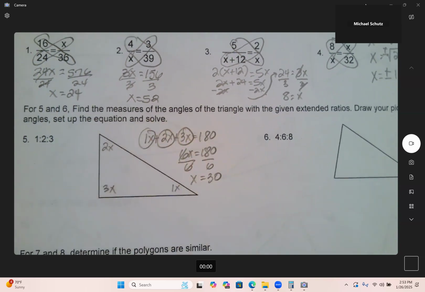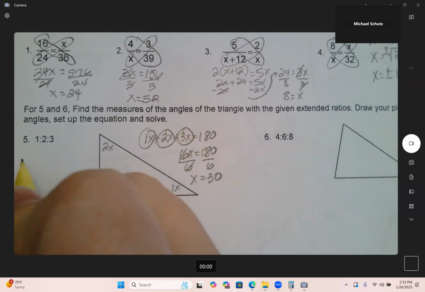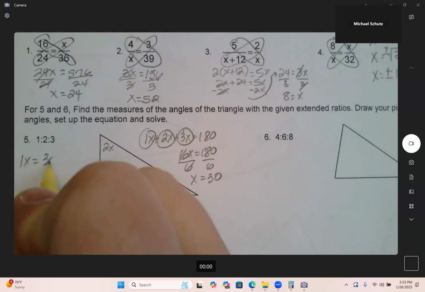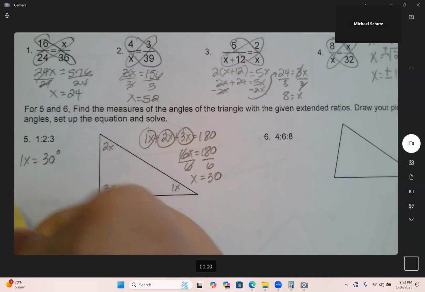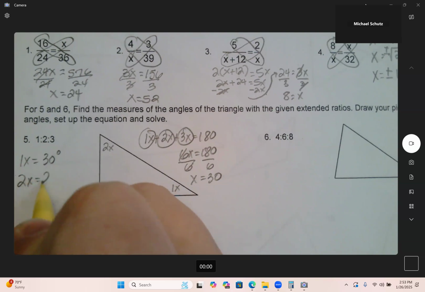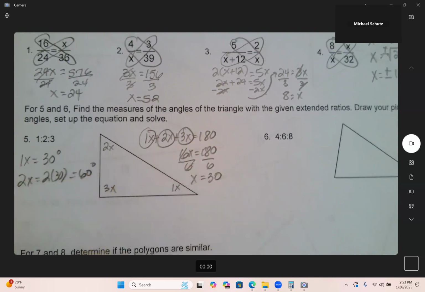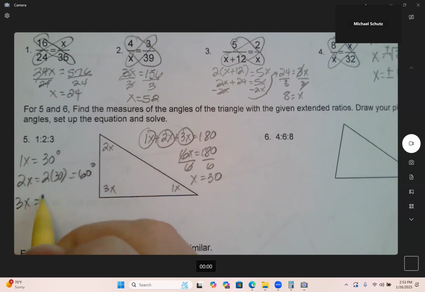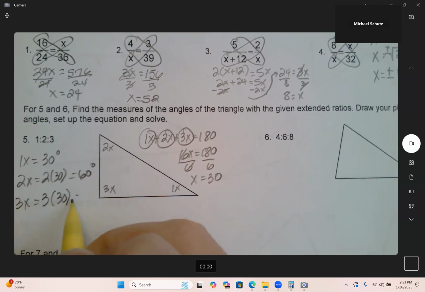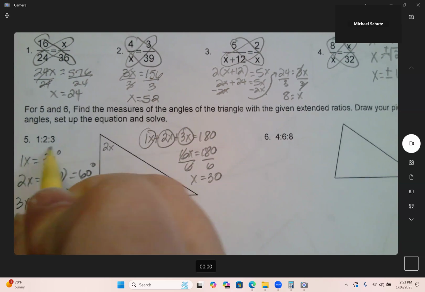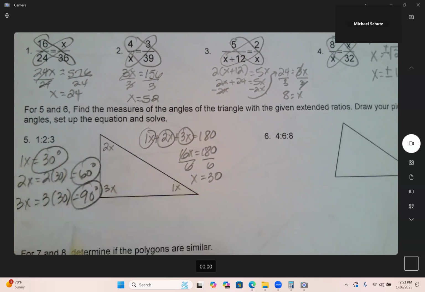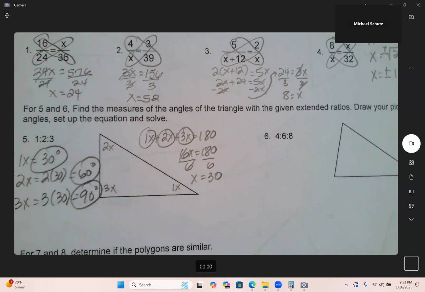So this smaller angle is your 1x. So 1x would be 30 degrees. Your 2x would be 2 times 30, which is 60 degrees. And then your 3x would be 3 times 30, which is 90 degrees. So the three angles, 30, 60, and 90, are the correct answers to that problem.